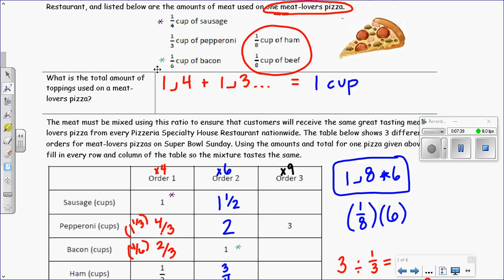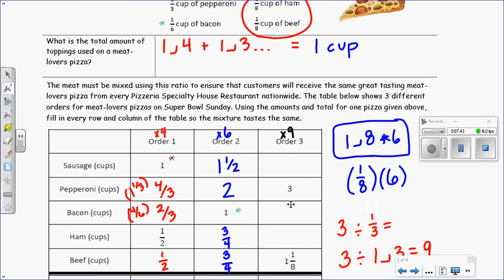Okay, now go for it. Go ahead and multiply all of your ingredients times 9 and fill them in. You only have 3 to do actually. So pause the video, fill them in, and see how you did.